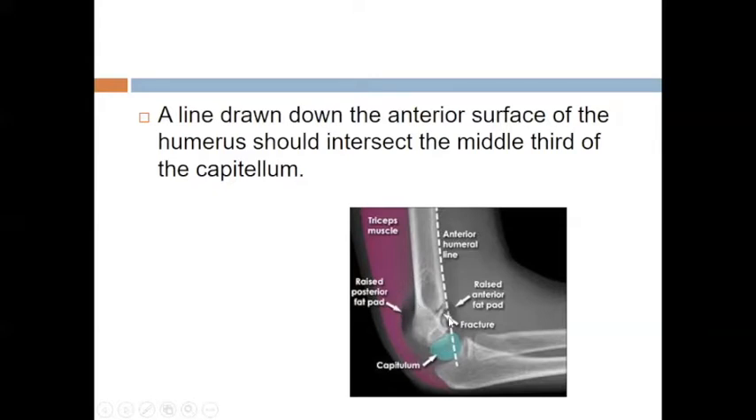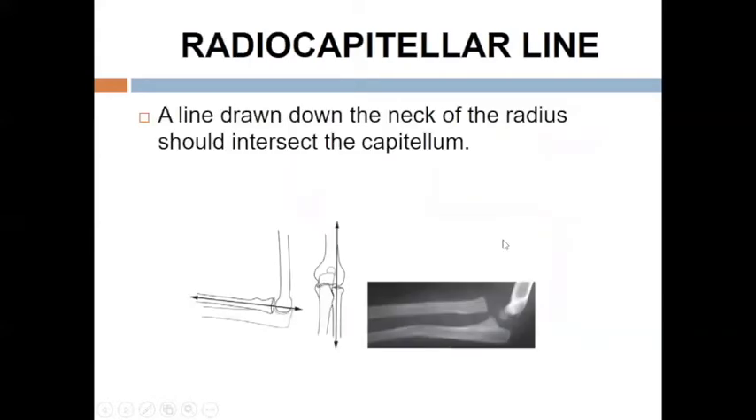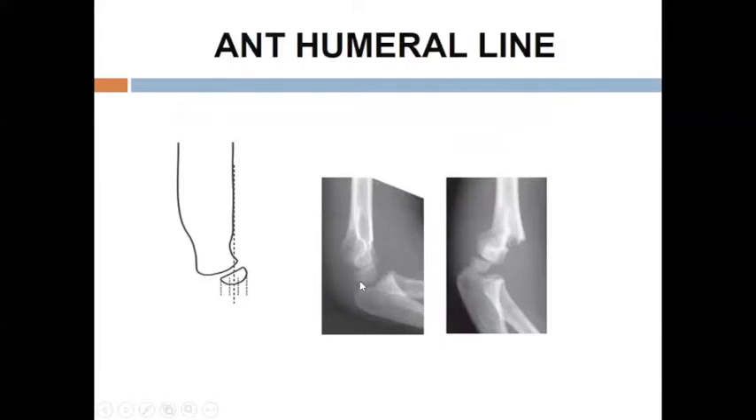Here you can see, I will show the normal. In this, the anterior humeral line is not intersecting the anterior 1/3 of the capitulum. Here, in both these conditions also, the anterior humeral line is not intersecting the anterior 1/3 of the capitulum. I will show the normal X-ray in the next slides.